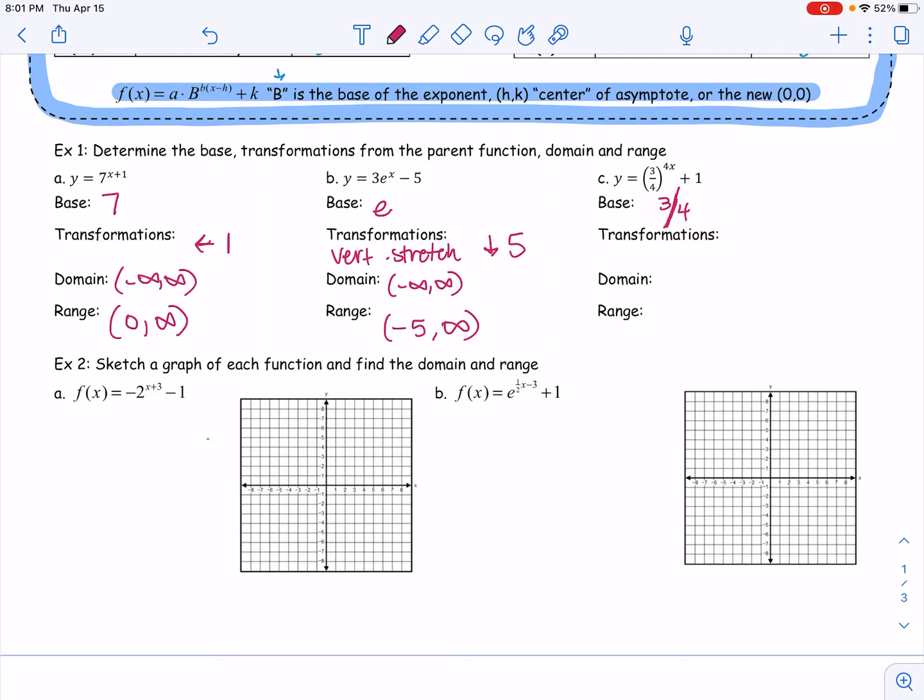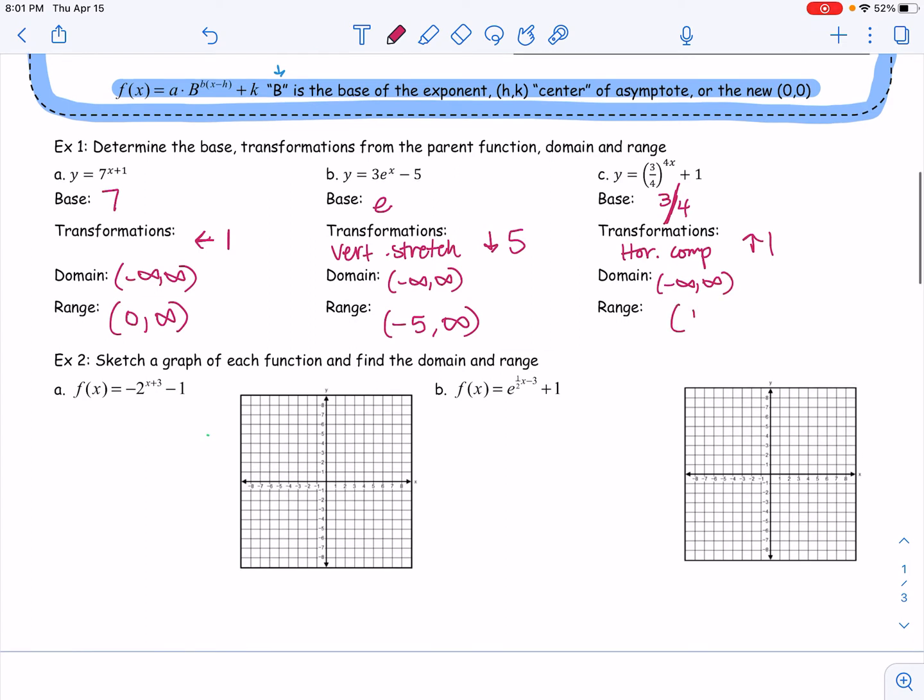Transformations, I do see something that's horizontal because I see a 4x in the exponent, so that means it's a horizontal compression. Remember, numbers bigger than 1 are a horizontal compression. And then I see a plus 1 at the end, so I am going up 1. Domain, negative infinity to positive infinity. Range, this time I've shifted up 1, so from 1 to infinity.